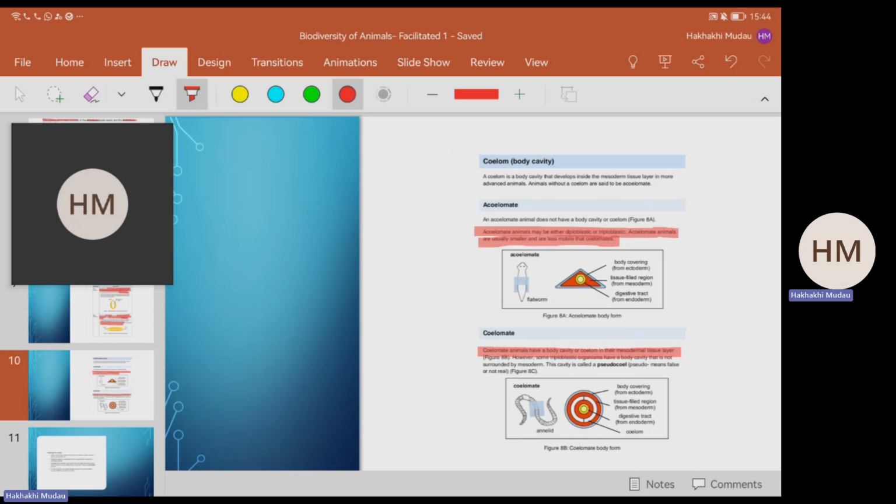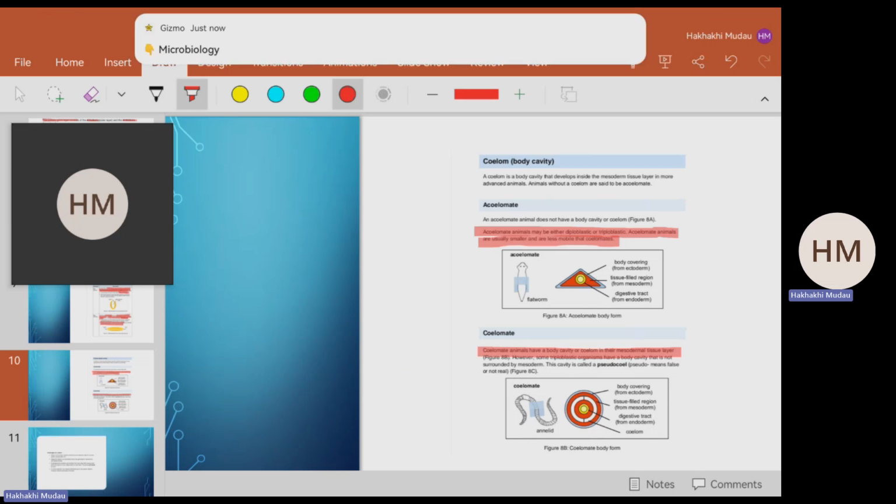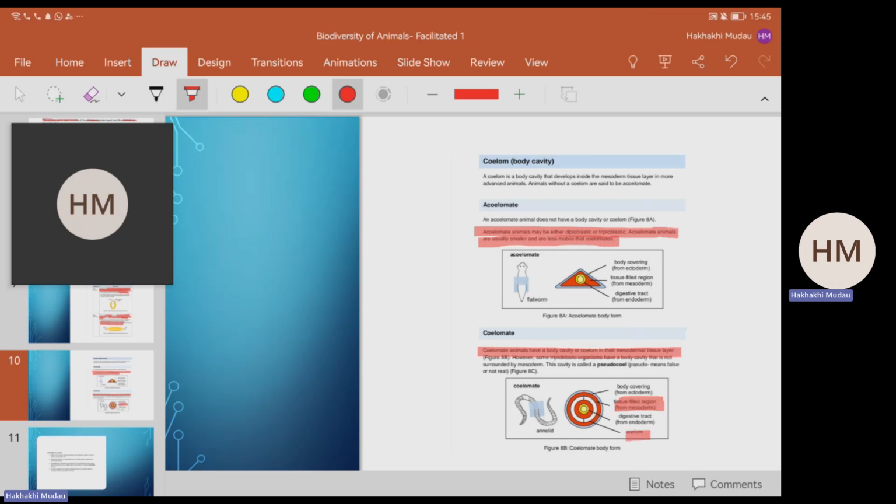You see this red thing, the white layer is lined by both sides of the red layer. That is the mesoderm. And the mesoderm lines the coelom on both sides. Once it's not lined on both sides, then that organism is pseudocoelomate. And once it doesn't have a coelom lined by the mesoderm, then it's acoelomate.